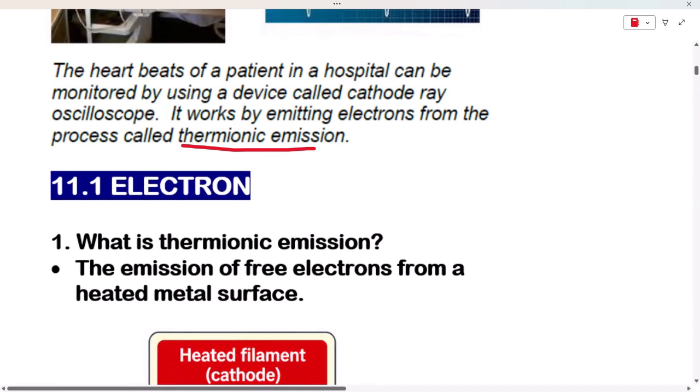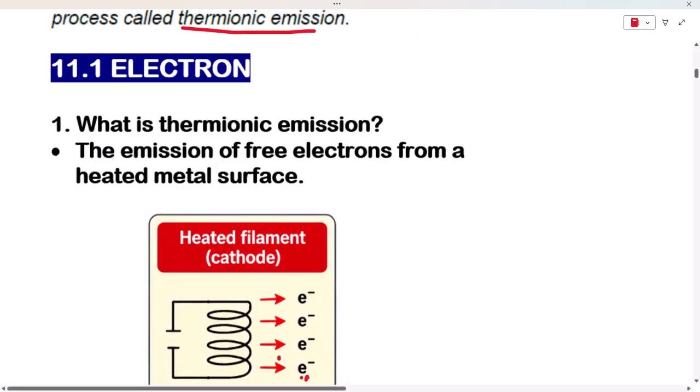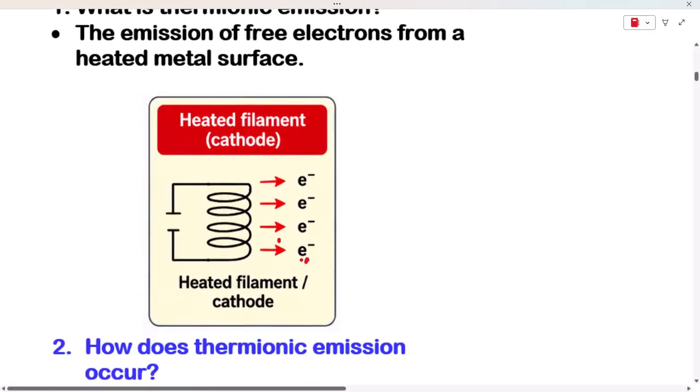So what is thermionic emission? It is the emission of free electrons from a heated metal surface. For example, we have a heated filament, and here is the power supply, let's say a battery, so current can flow through the circuit. When the current flows, it will heat up the filament, and the filament will emit electrons to the surrounding. So this is thermionic emission.